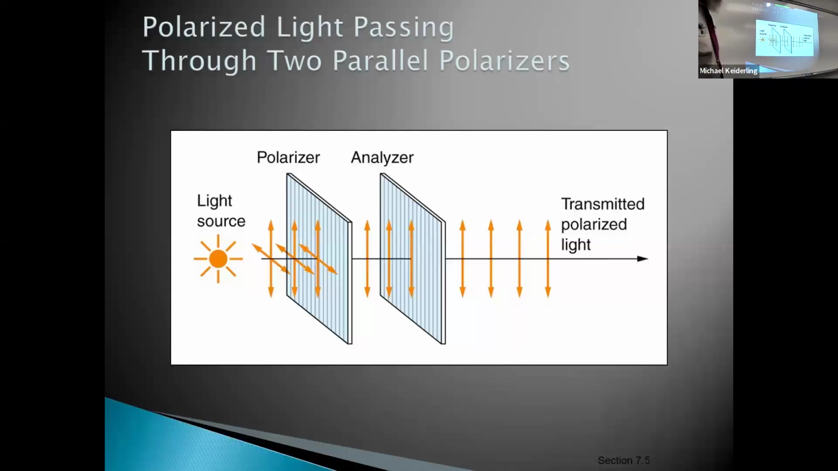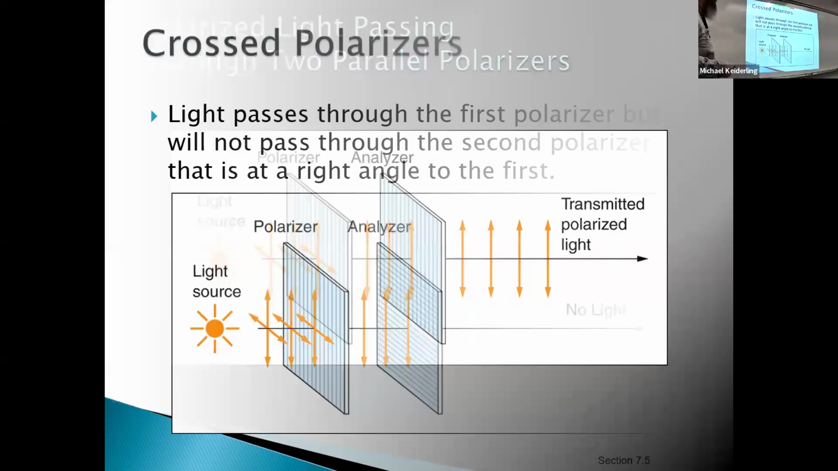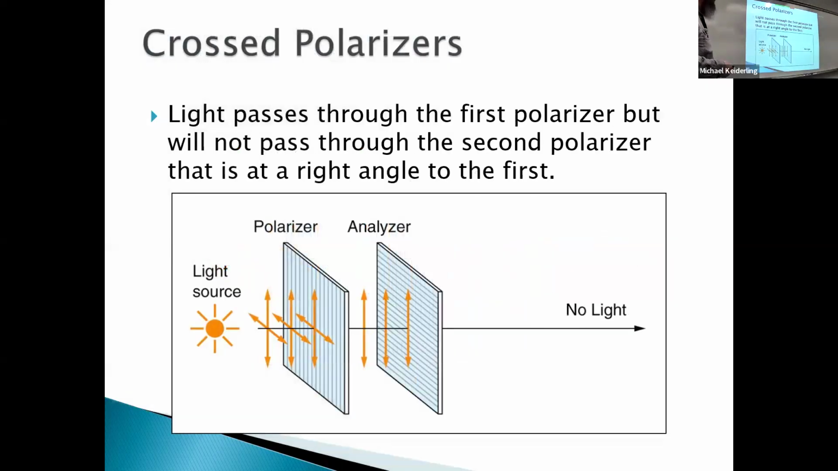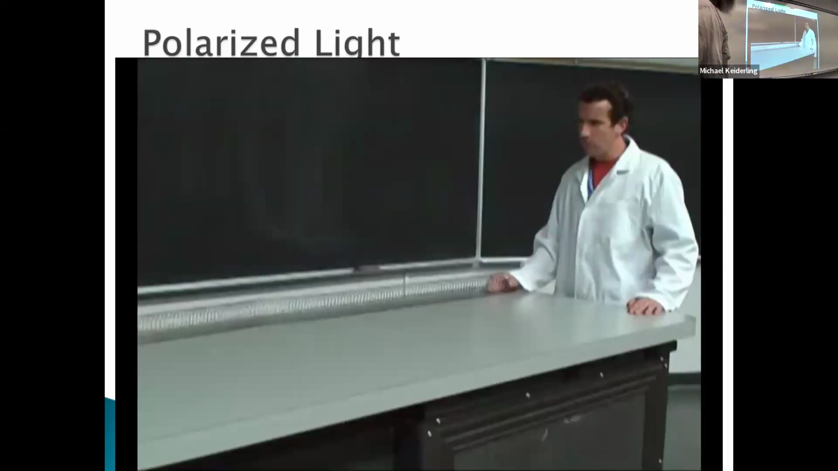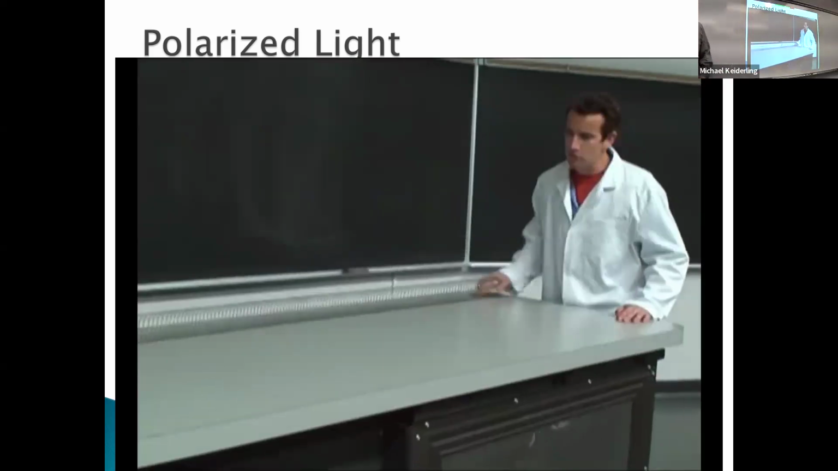So if you have two parallel polarizers, light makes it through, as I showed. And if one of them is perpendicular, light will pass through the first one, but be blocked by the second one. And here's another demonstration of the polarization of light. Now, you might be wondering, is light a transverse or a longitudinal wave?